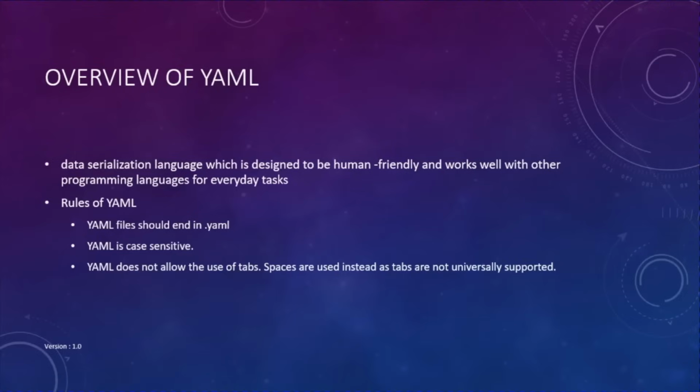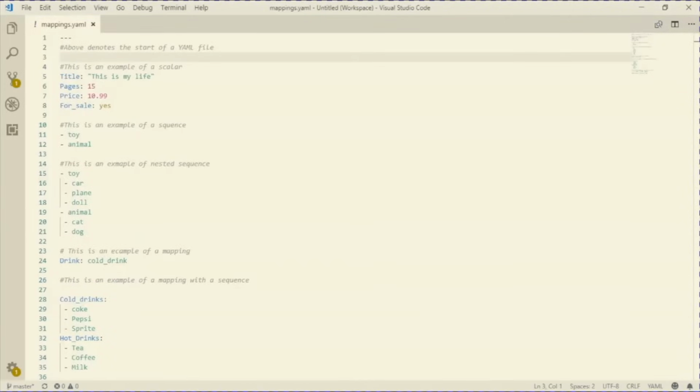Now there are some rules around YAML that we should know. YAML files end in .yaml. YAML is case sensitive, and YAML does not allow the use of tabs. It uses spaces instead, as tabs are not universally supported. Now let's have a look at some of the data types in YAML. YAML excels at working with mappings, which are nothing but hashes or dictionaries, sequences, which are nothing but lists, and scalars, which are nothing but strings or numbers.